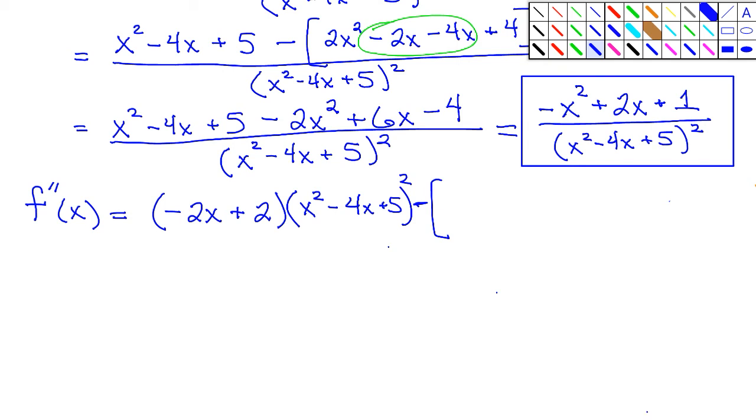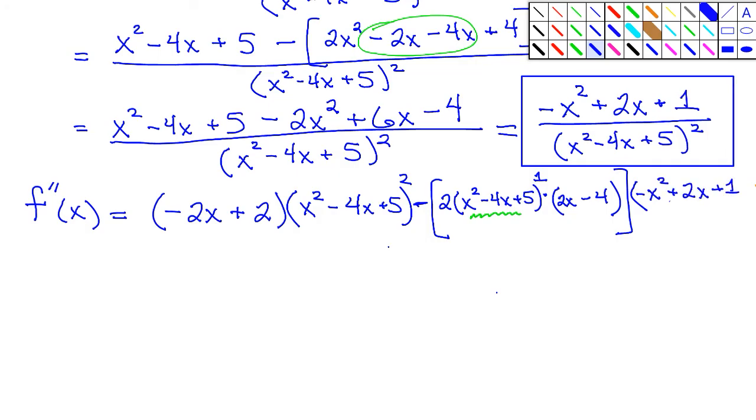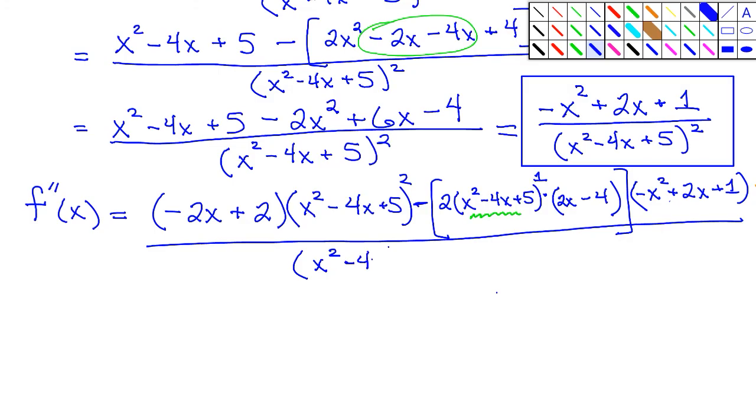To find the derivative of the bottom, we're going to use a power rule. So it's 2 times (x squared minus 4x plus 5) raised to the first power, because we lower the power by 1, times the derivative of the inside by the chain rule. The derivative of that inside is 2x minus 4. And then times the numerator unchanged, negative x squared plus 2x plus 1. All of that is divided by (x squared minus 4x plus 5), and the original power here was a 2. And now we're going to square that, and 2 times 2 is 4.